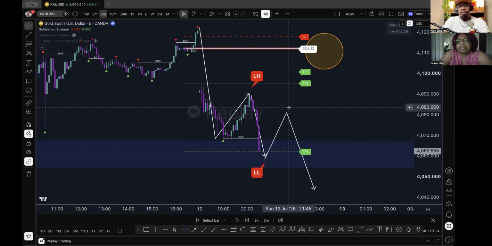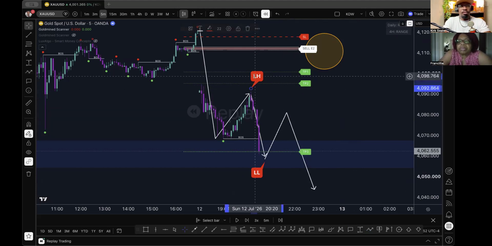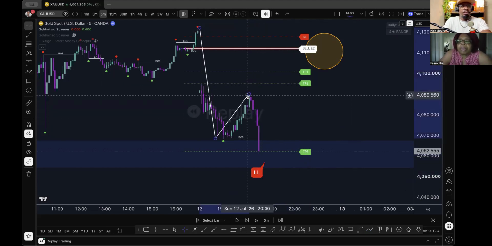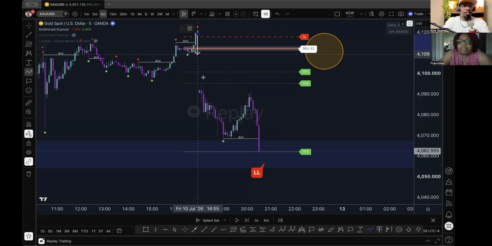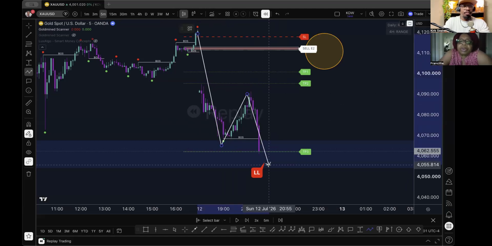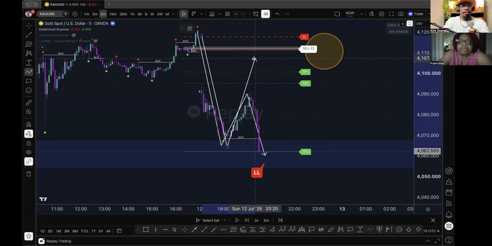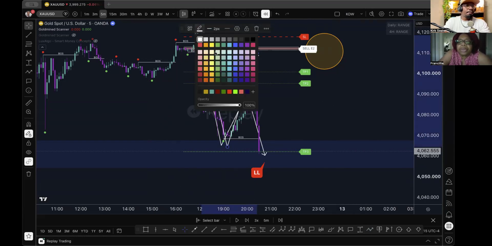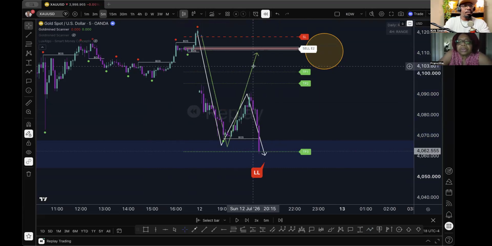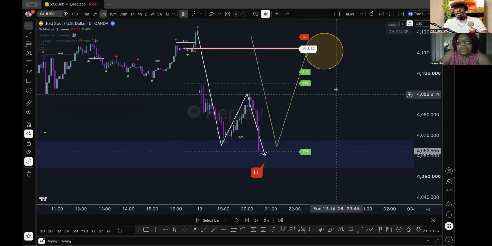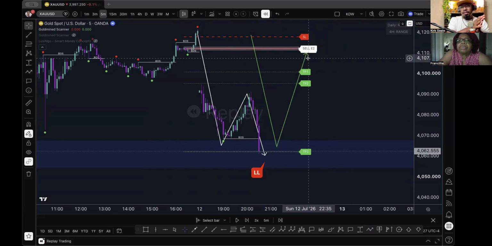Now, what we wanted was to see price... let me delete some of these. This is what it did. But what we were looking for, because the scanner gave us this sell from the top, was that price would come down and then come back up to here. But it didn't do that. And that's okay. By following what we see, we can save ourselves from losing some money.